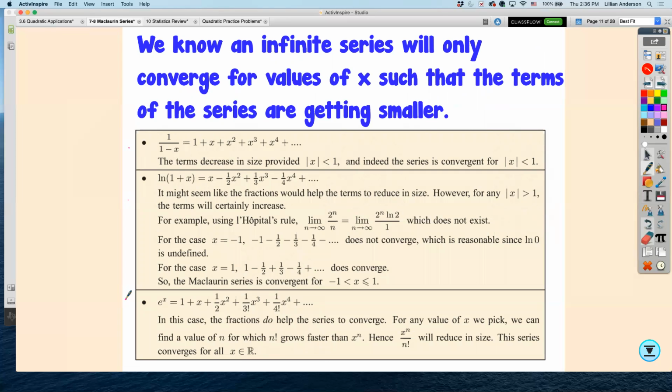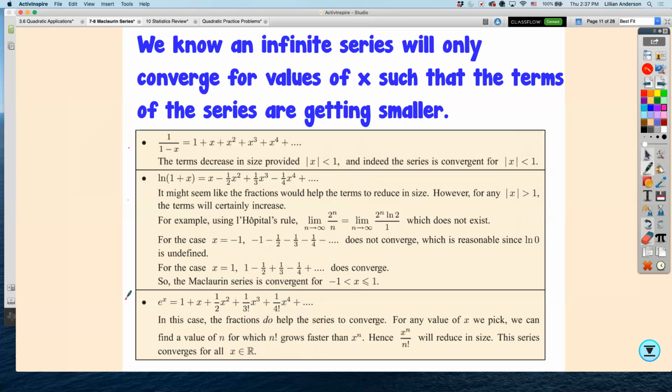The terms decrease in size when the absolute value of x is less than 1. And indeed, the series is going to be convergent when the absolute value of x is less than 1. So essentially, if that x value that we plug in is smaller than 1, then the numbers are getting smaller. As we add smaller numbers, it's going to converge, okay?